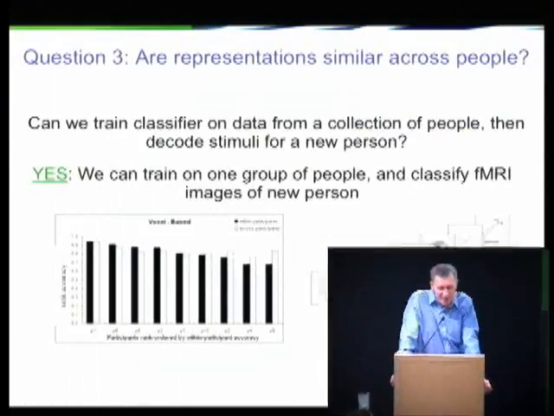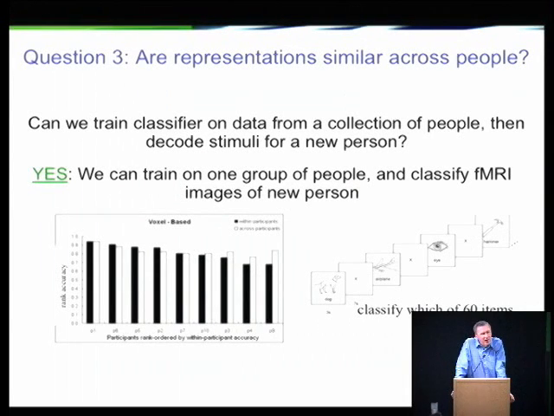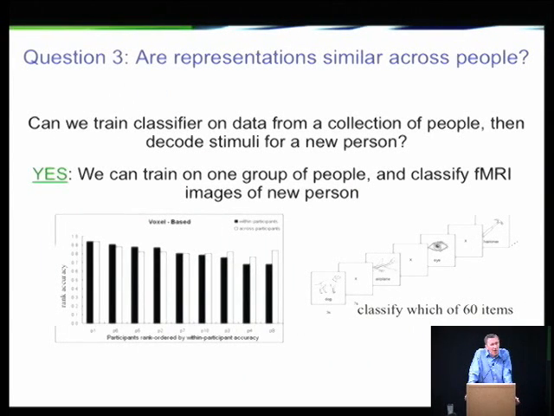And again, the answer is yes, you can. So here, the black bars show, as before, the classification accuracy if we train on one person and test on that same person, other data from that same person. But the white bars show, what if we train not on any data from that person, but instead use the data from all the other people, and then test on this person. And you see, the white bars are actually not that different on average from the black bars.